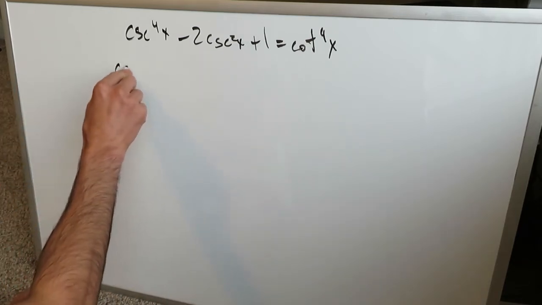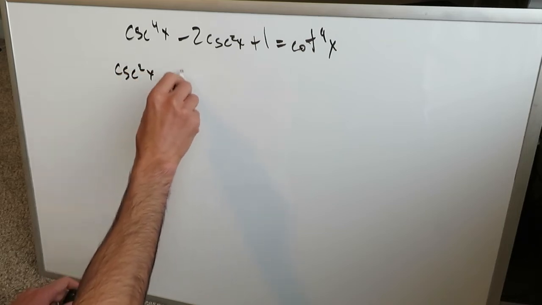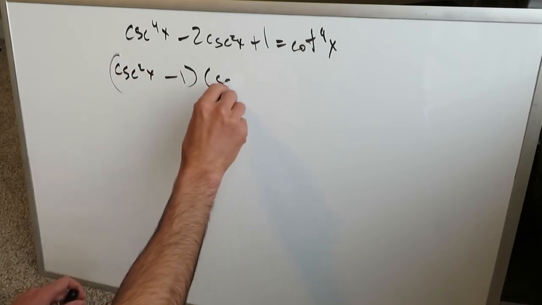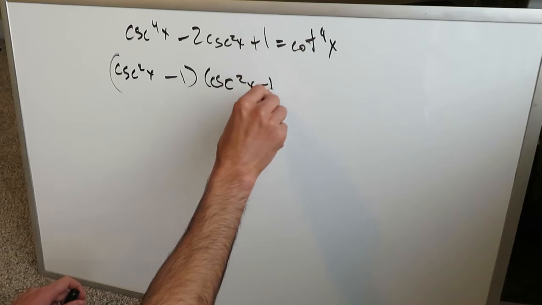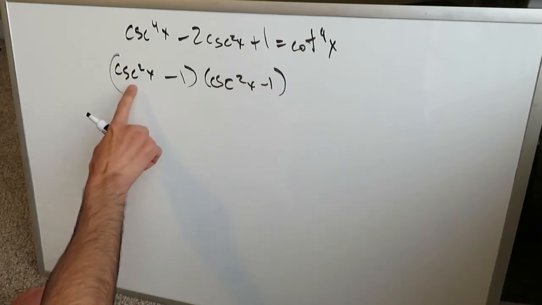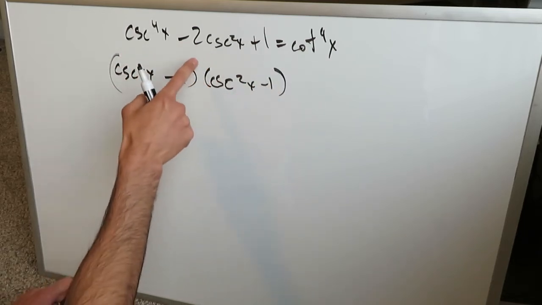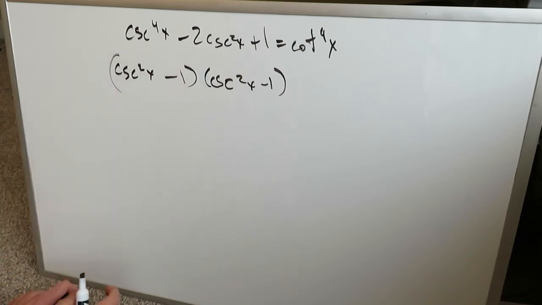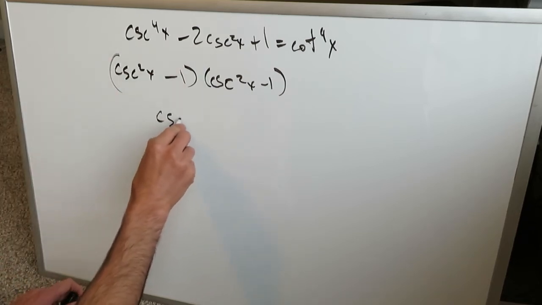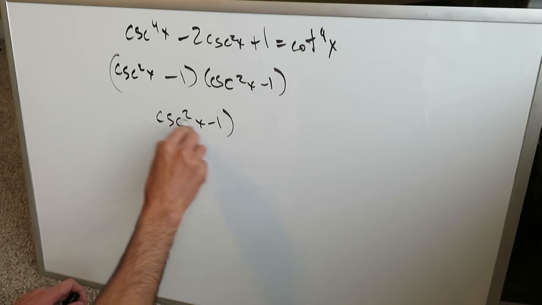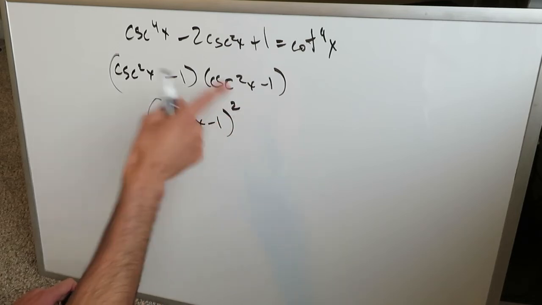When you're looking at this, you're looking at cosecant squared x minus 1 times cosecant squared x minus 1. If you were to open this up, you would get exactly what is here. But this can be rewritten as cosecant squared x minus 1, all squared, because it's the same thing multiplying by itself twice. You can write it as this.